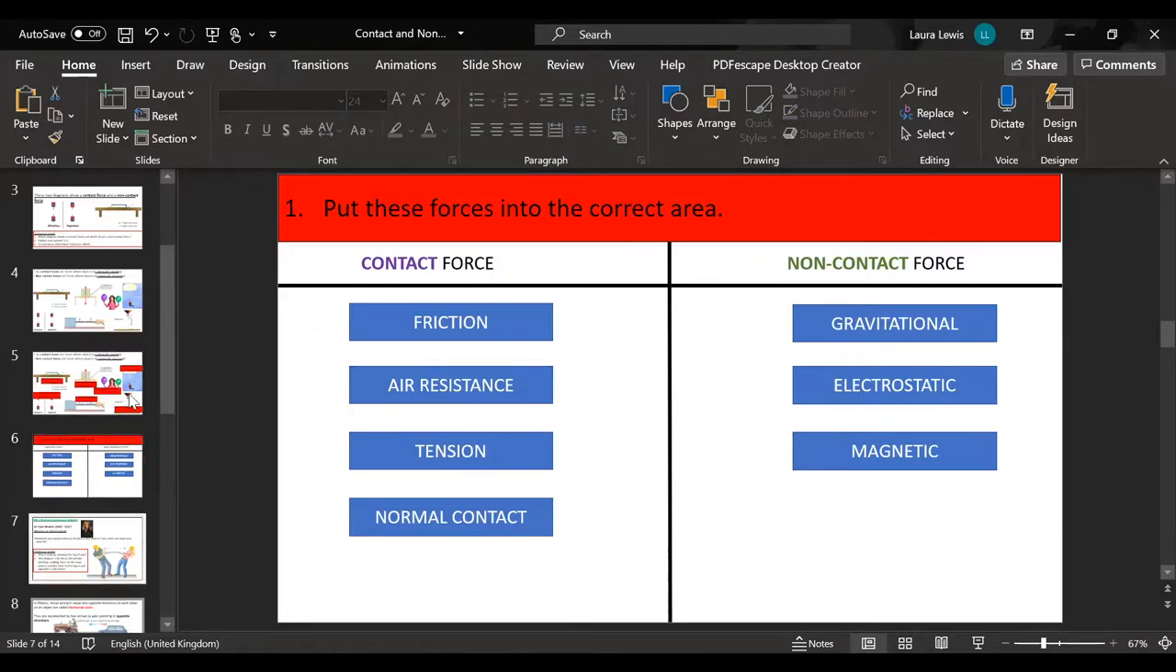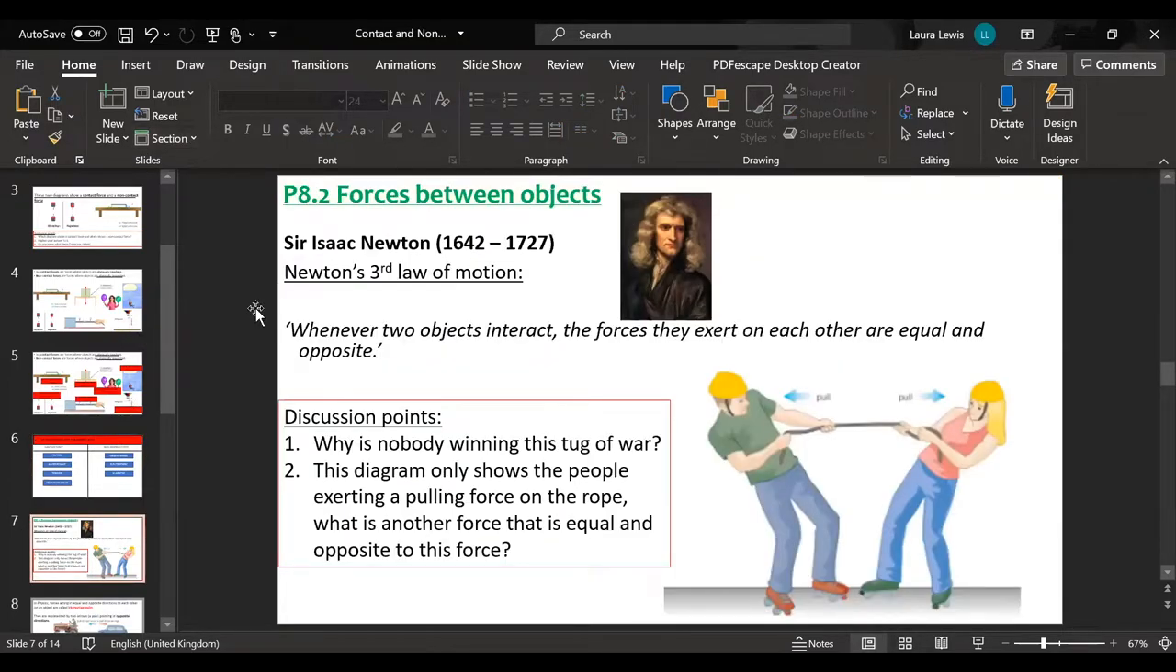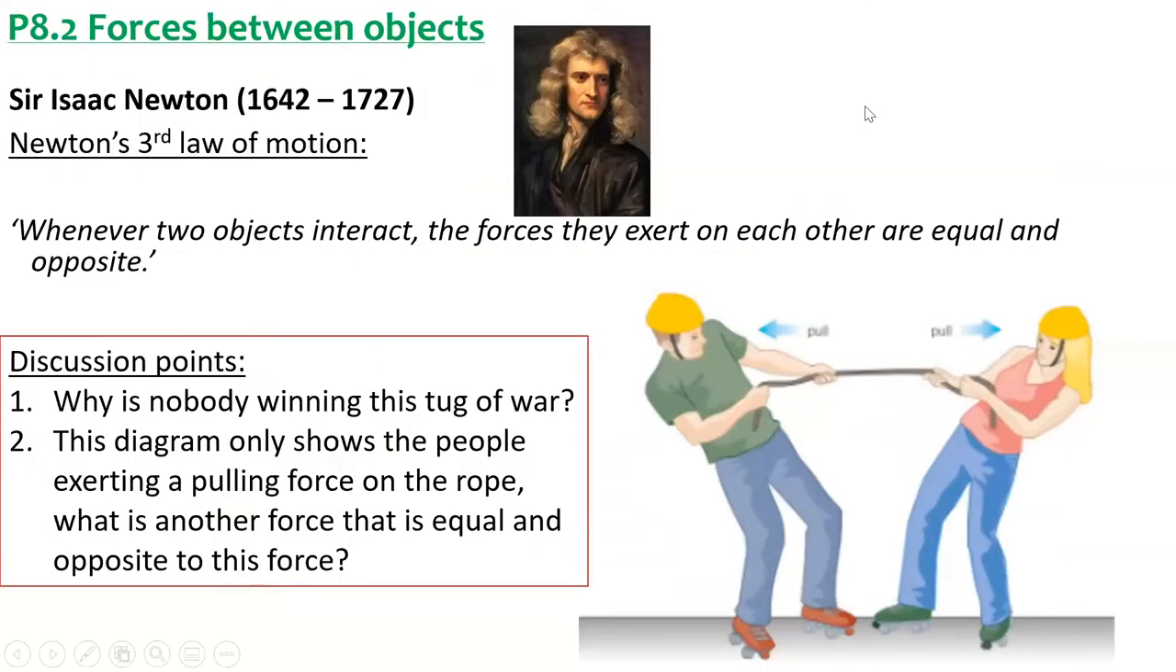So let's present. Forces between objects. A little bit more technical now. Forces between objects is actually Newton's third law of motion, so we're learning some of Newton's laws of motion here. As he stated, whenever two objects interact, the forces they exert on each other are equal and opposite. So that's good. Equal and opposite.